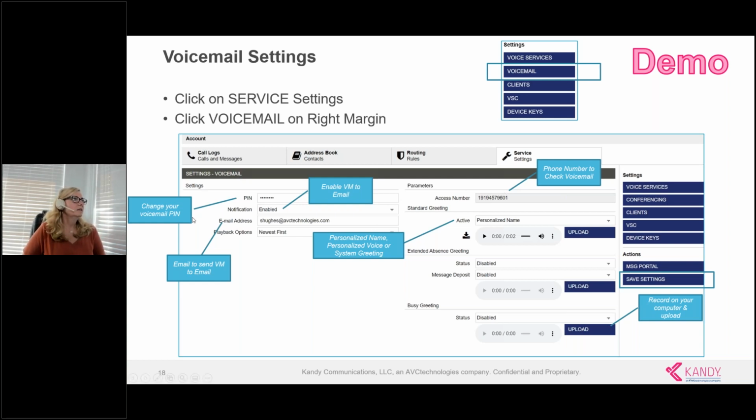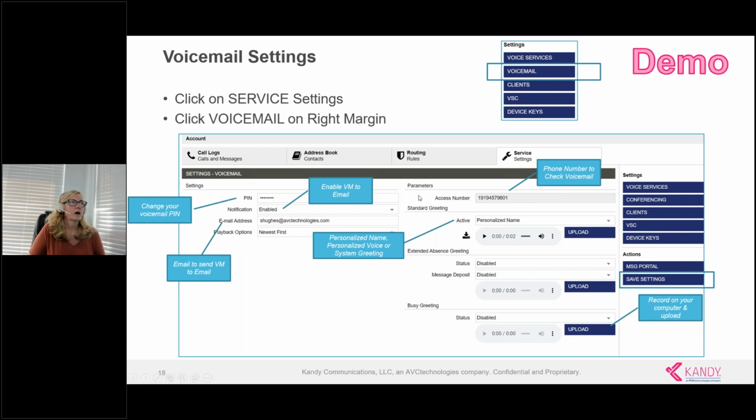But in this, you can go in and change your voicemail password or PIN. You can also set up voicemail to email. And if you enable this, then you're going to want to put an email address so that those emails can be sent that have the voicemail attachment to them. You can also change your playback options.